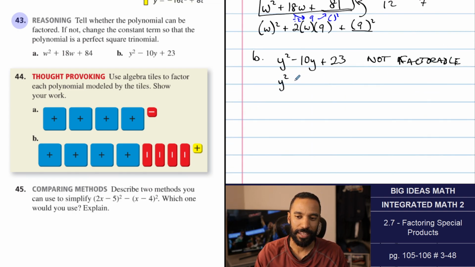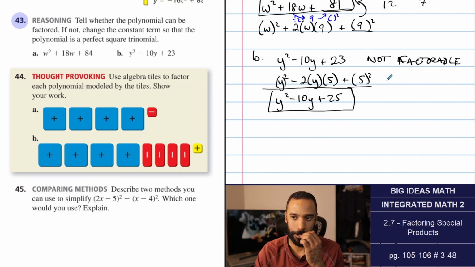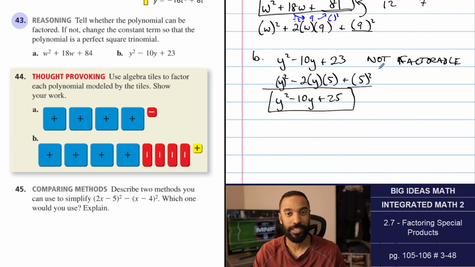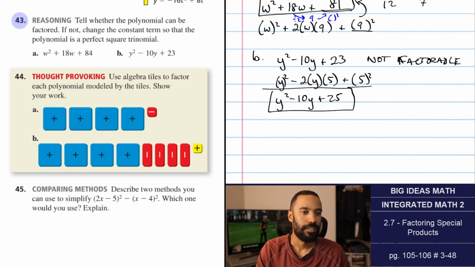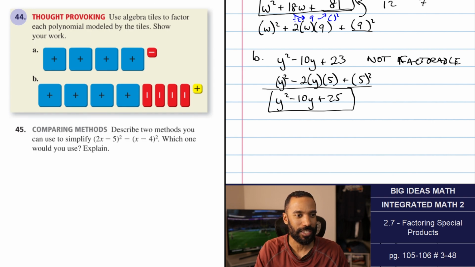So y squared minus 10y, that's doubling y times, so y is being squared. We're doubling y times 5. Half of 10 is 5. So we're going to be squaring 5 here, and then we're going to be getting 25. So this becomes y squared minus 10y plus 25. That is a perfect square trinomial, which factors into y minus 5 quantity squared. So they teach you completing the square without teaching you completing the square. Very interesting. Note that when we hit chapter 4.